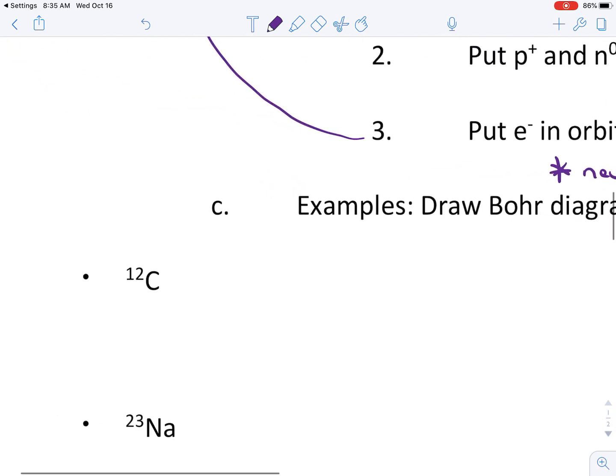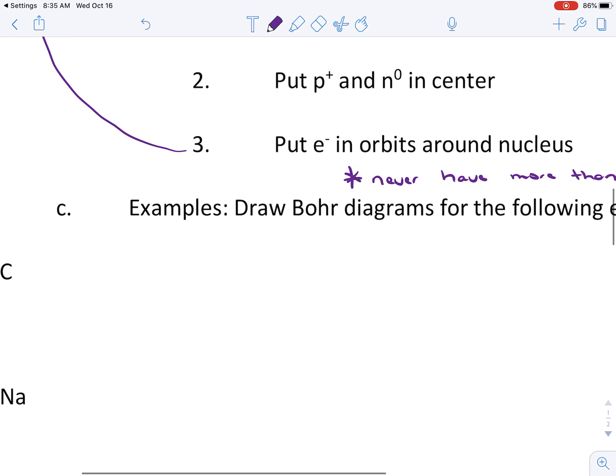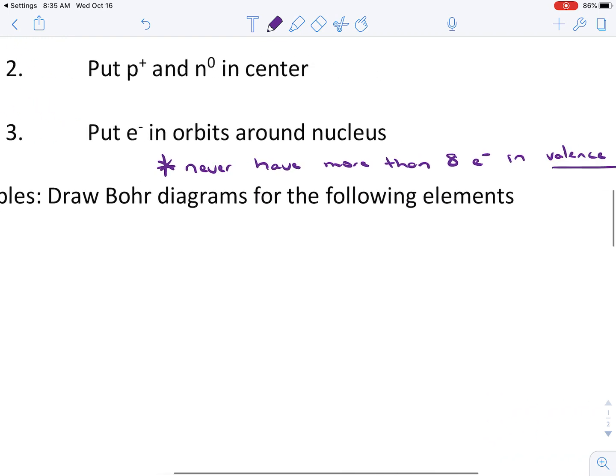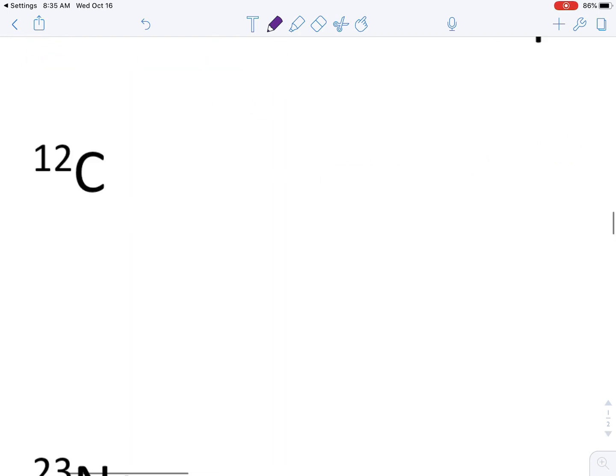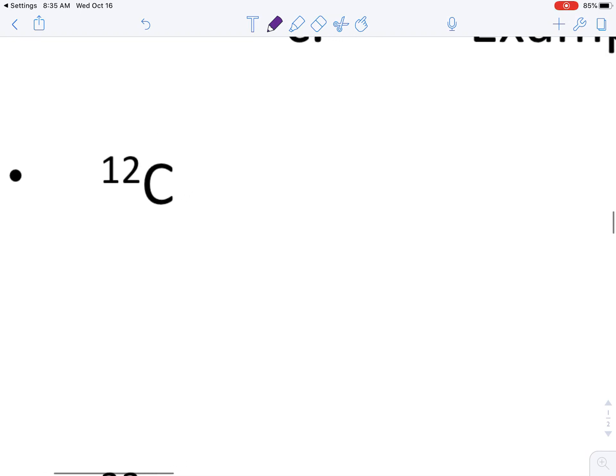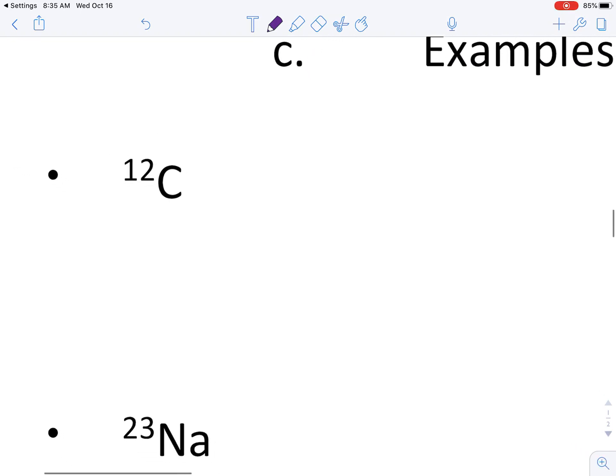Our first one is carbon. So we're looking for draw Bohr diagrams for the following elements. And we're looking at carbon. So our first step we said was to find protons, neutrons, and electrons. So we've got protons here, neutrons, and electrons.